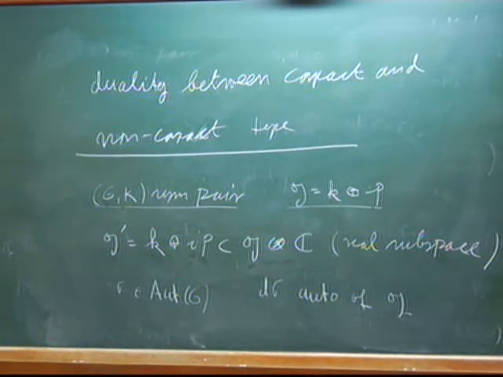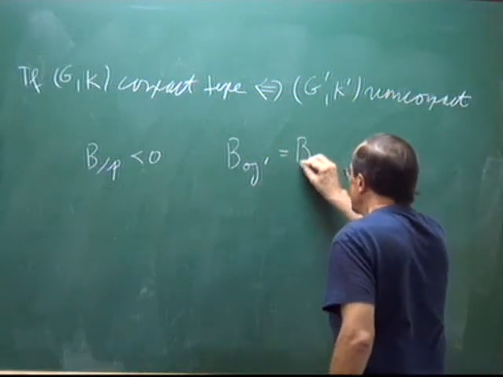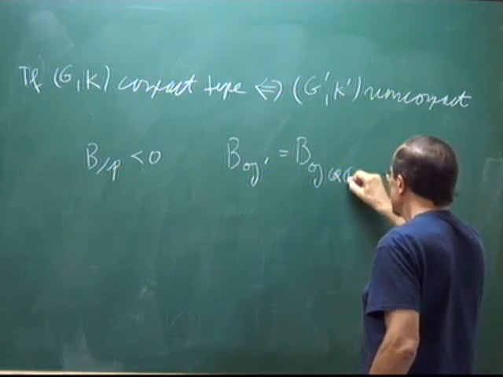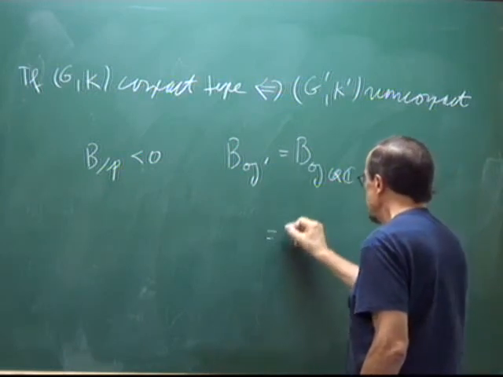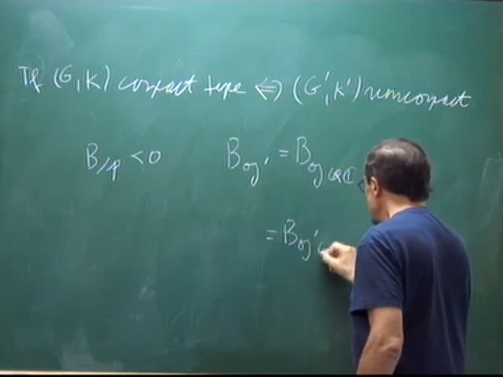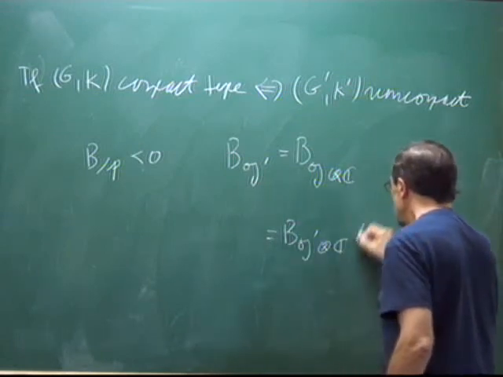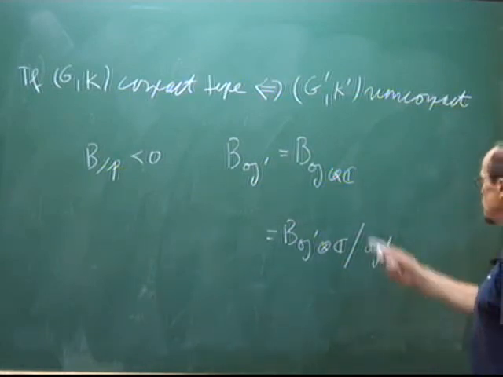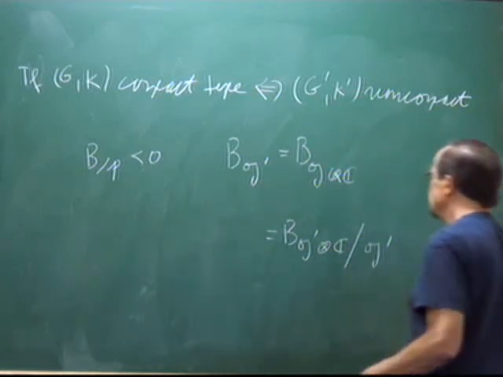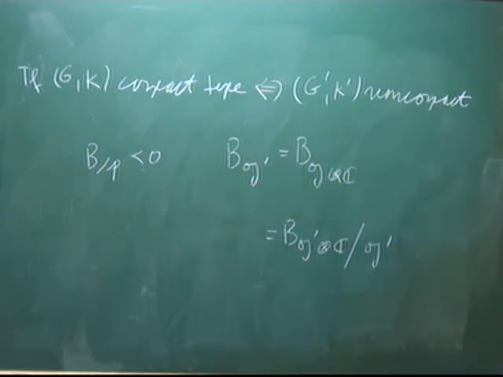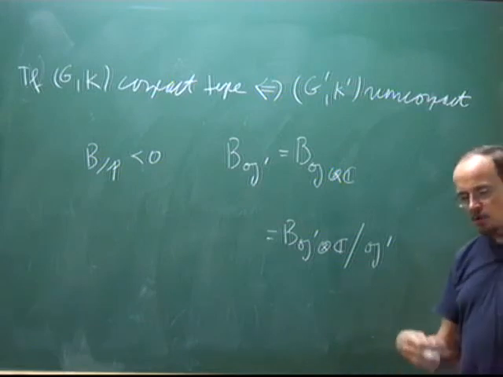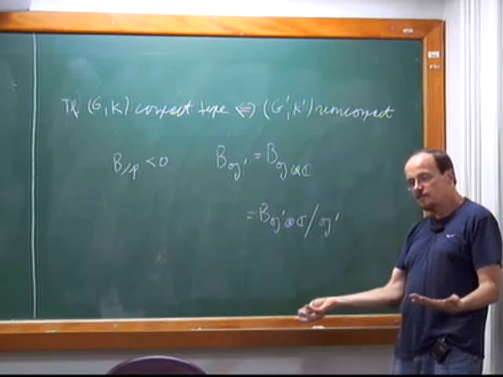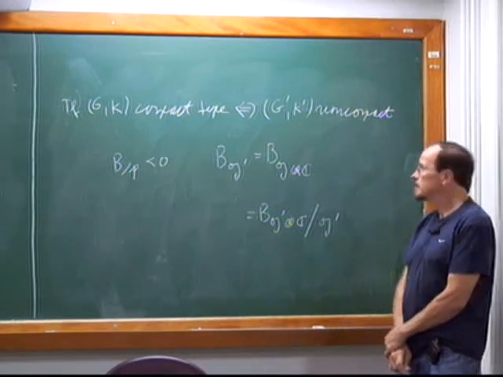So this was an exercise at some point. Well, that's the Killing form of G tensor C, which is the same thing as G prime tensor C, and then restricted to G prime. That's a general fact for complexification of Lie algebras. I have a real Lie algebra, it has a Killing form. I complexify, it has a Killing form. When I restrict, I get the Killing form back.